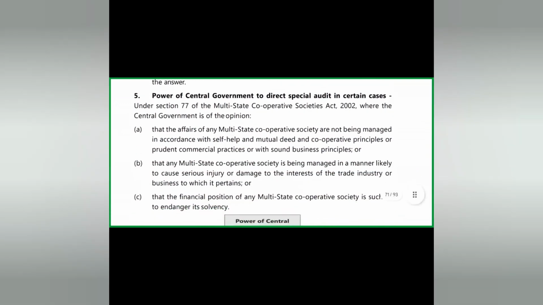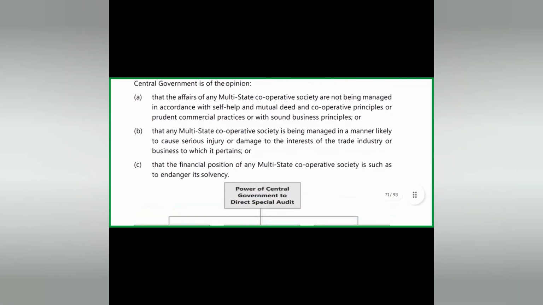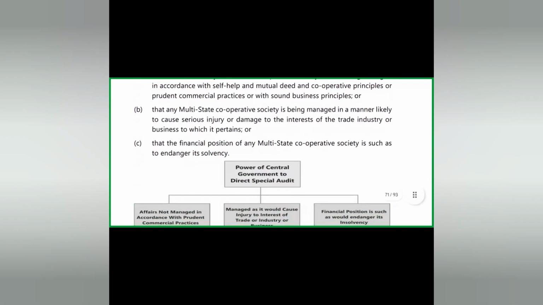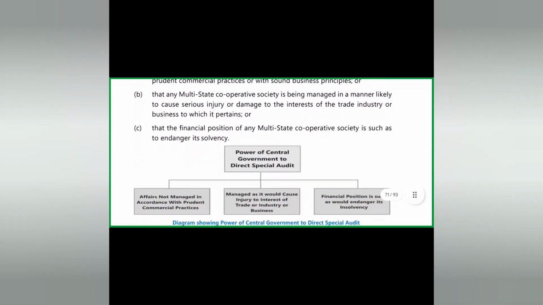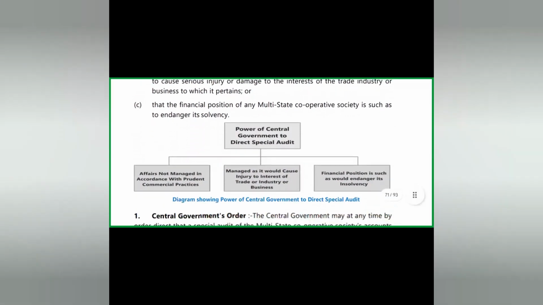Now, power of central government to direct special audit. Here we have three opinions: that the affairs of the multi-state cooperative society are not being managed in accordance with self-help and mutual need; that it is managed in a manner likely to cause serious injury or damage to the interest of the trade industry; and that the financial position of the multi-state cooperative society is such as to endanger its solvency. These three points are given in the chart below as well, the diagram.